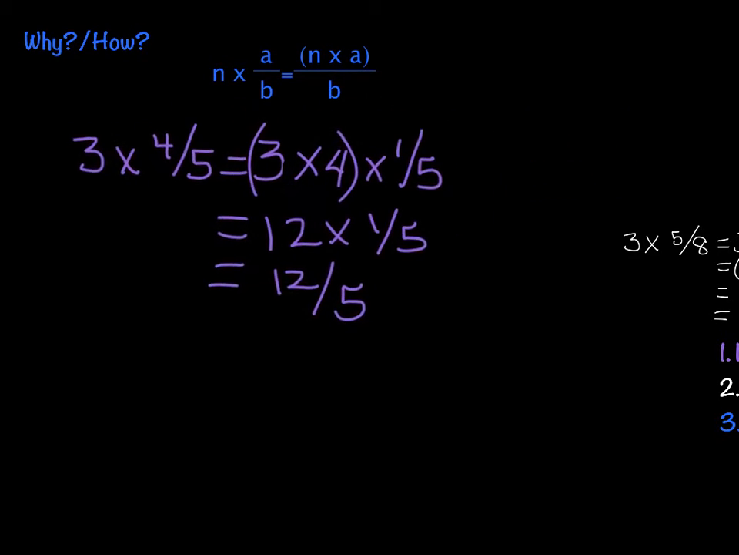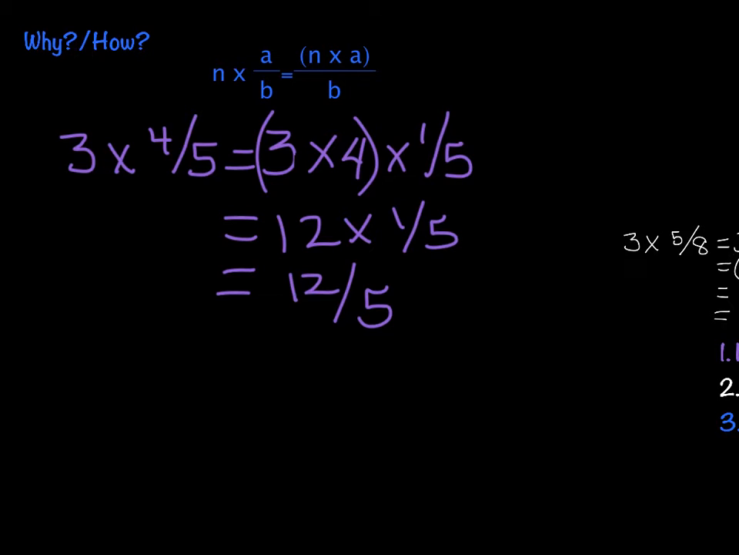Here's our first example. Let's say that we have the problem 3 times 4/5. So basically I'm going to take this 3 and multiply it times this 4, our numerator. So that's what this 3 times 4 represents. And then I'm going to take that times 1/5. 3 times 4 gives me 12, and then I bring down that 1/5 because we haven't multiplied that yet. And now we have 12 times 1/5.